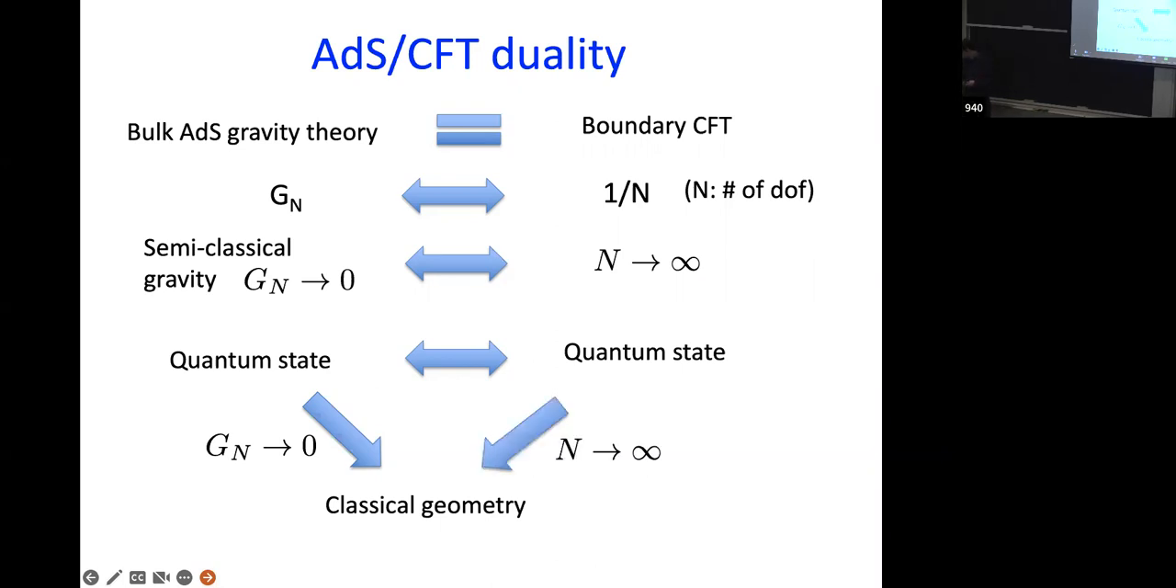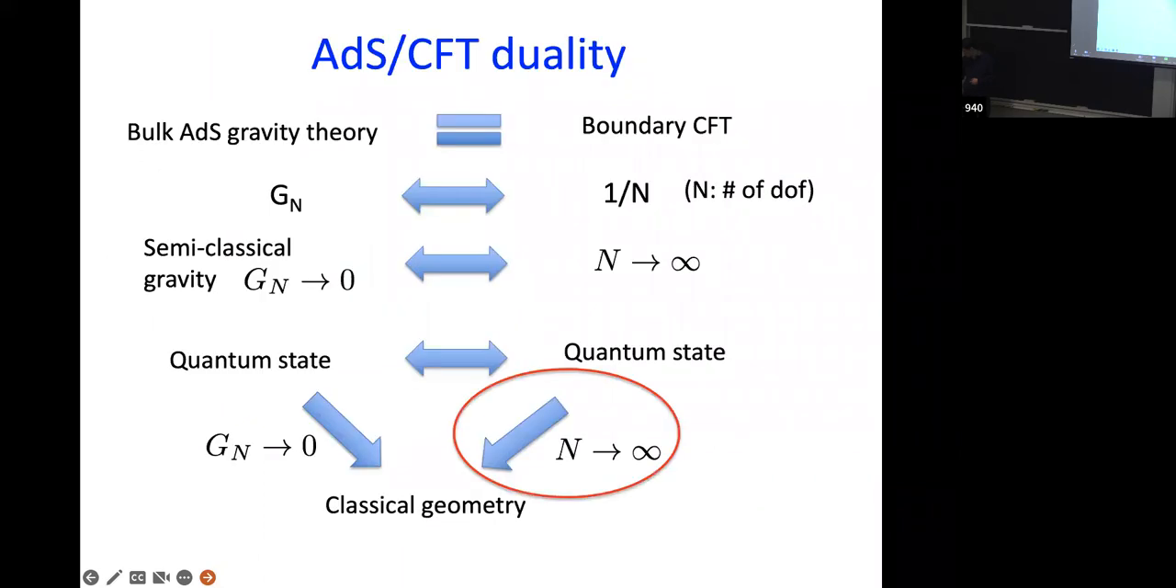So we can ask this question from the other side. Since this should be a one-to-one correspondence, if we take a state which has a semi-classical limit, how does the geometry arise in this N to infinity limit? When you take the number of degrees of freedom to infinity, how do the various geometric notions arise in this limit? This is the key thing we want to understand: the mathematical and physical structure behind this emergence from the CFT side.